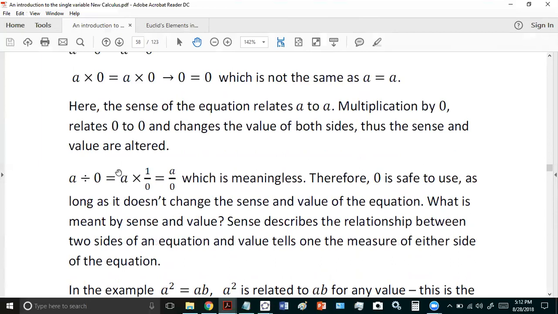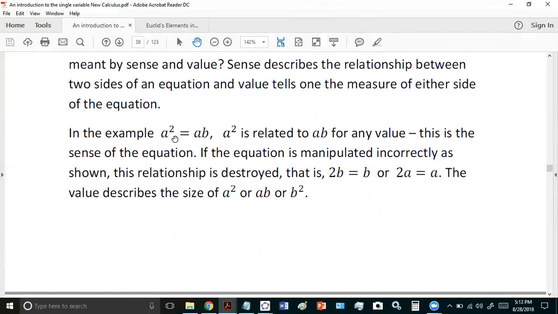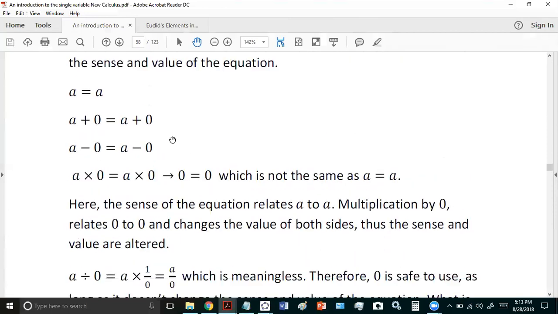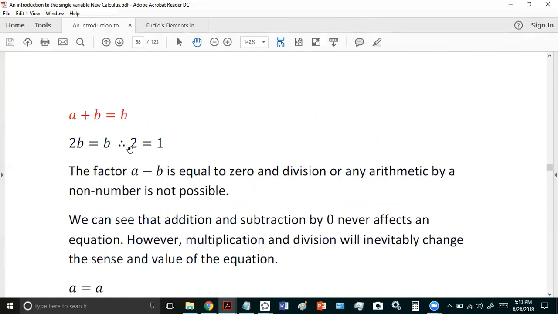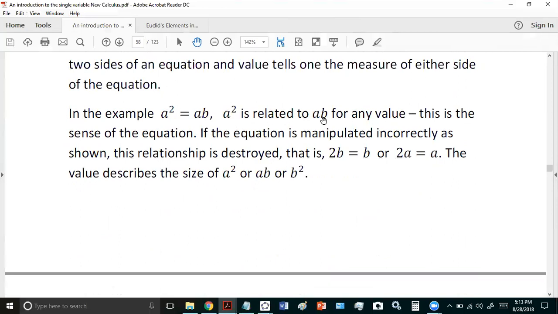Similarly, a divided by 0 is the same as a multiplied by 1 over 0, which is not a number and therefore is meaningless. Okay? So in the example where you saw an anomaly, therefore 2 is equal to 1, what happens is this. A squared is related to AB for any value. This is the sense of the equation. If the equation is manipulated incorrectly, as shown in the previous example, this relationship is destroyed. That is, 2b is equal to b, or 2a is equal to a, which is obviously nonsense, right?